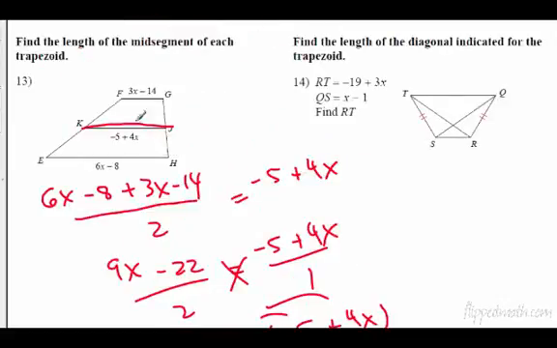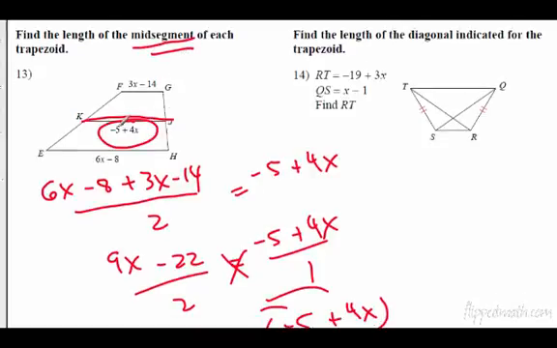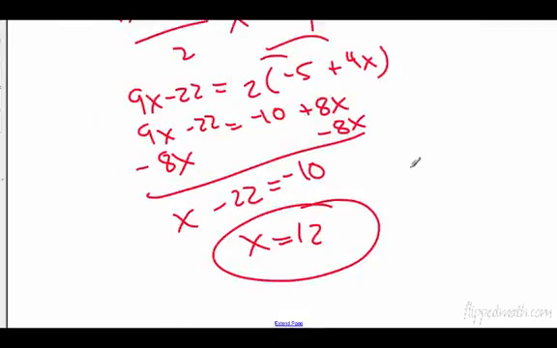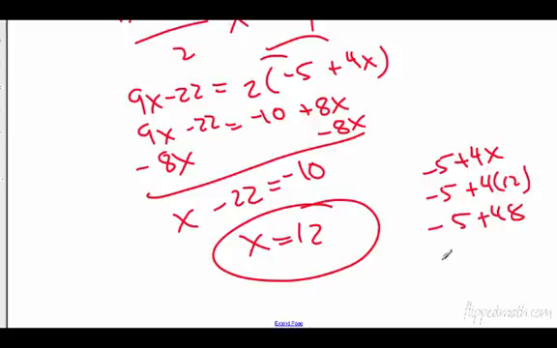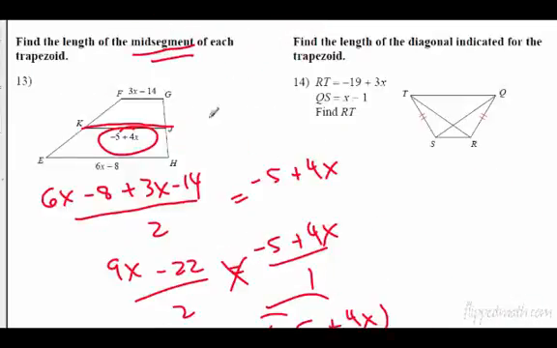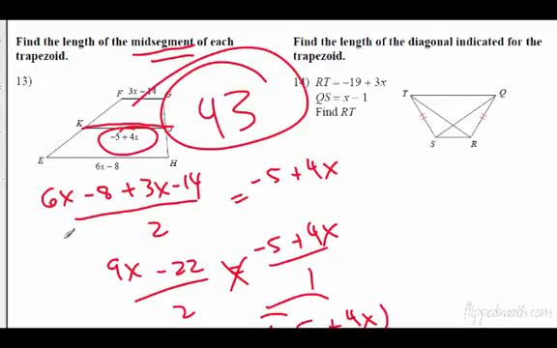What's it want us to do? Are we done? Please tell us we're done. Find the length of the mid-segment. So the length of the mid-segment is negative 5 plus 4x, which is negative 5 plus 4 times 12. Negative 5 plus 48, which is 43. The length of the mid-segment is 43. Please circle it so everybody knows what your answer is.